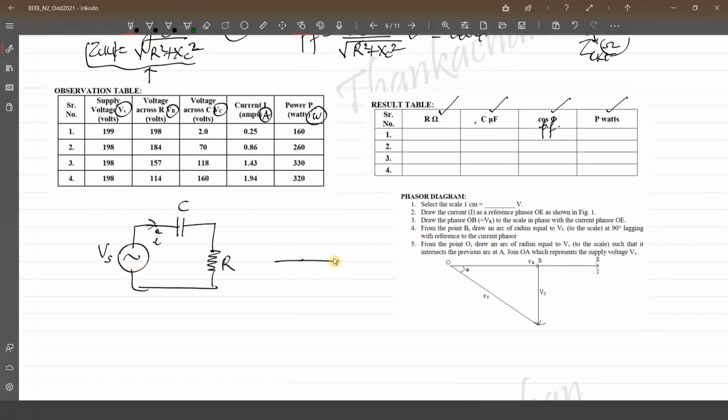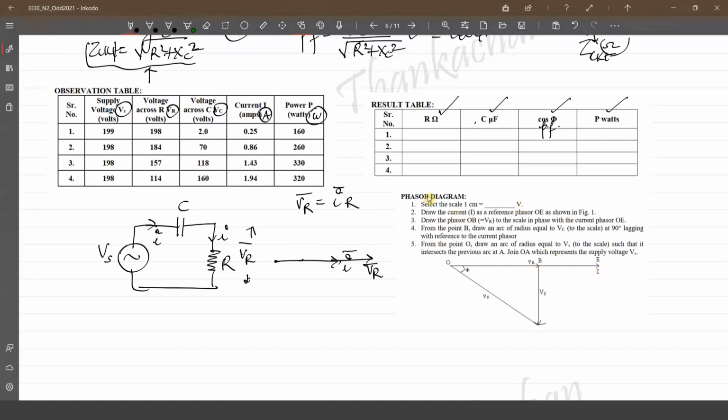So if I take the current I as the reference phasor, because this is common to both of them, series circuit, right? So I is the same for both of them. And if I is the reference phasor here, we know that because of this I, the voltage across R, VR, will be in the same phase as that of I, because VR is I into R. So you can see in this phasor diagram, VR is the same phase as that of I.